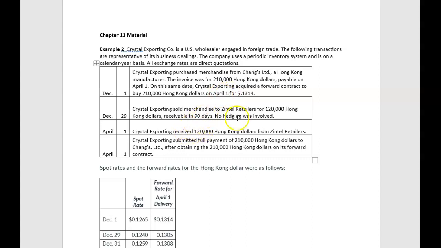We saw in the first example that companies can open themselves up to significant transaction gains and losses from dealing in foreign currencies. So this example is going to show you what happens if you get involved in some hedging. They're only going to hedge on the payable side here. So we'll have a couple of different things to look at, right?